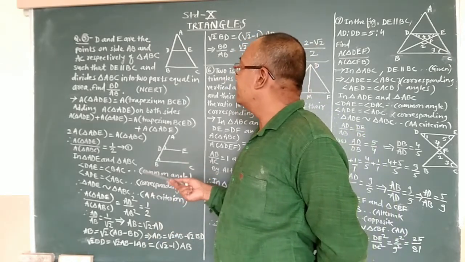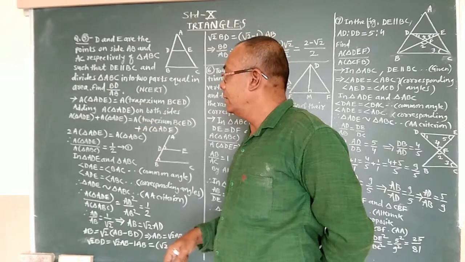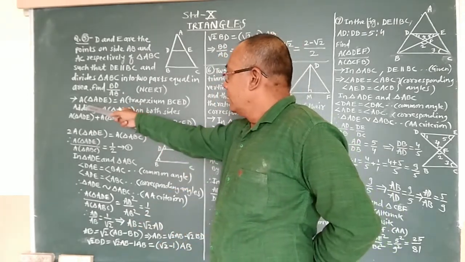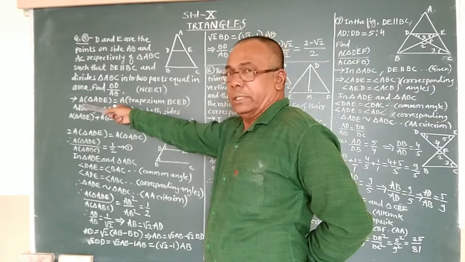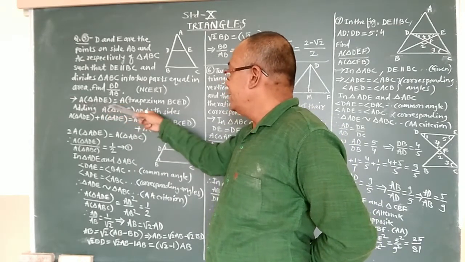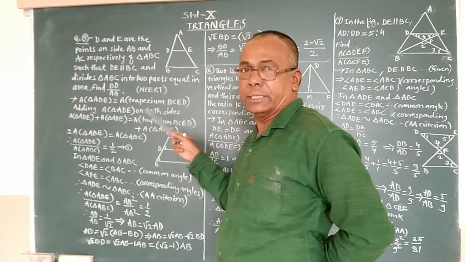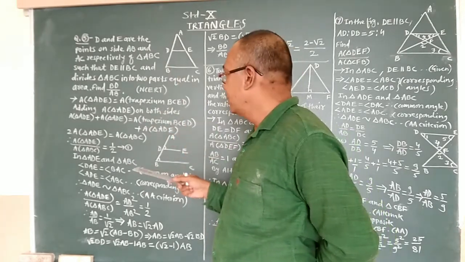And we have to find the ratio BD upon AD. Now we will see the solution. Here, it is given that area of triangle ADE is equal to area of trapezium BCED. It is given in the example.